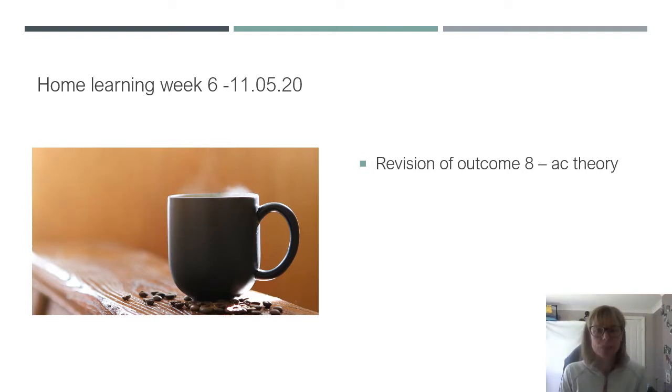So this week, as you can see, we are going to cover the outcome 8 AC theory. We're going to start revising it this week. It's a really big outcome. There's a lot to it, as you all remember, all those lovely equations that you have to remember. And it's so big that I've split it across 3 lessons. So for the next 3 weeks, this is what we're going to be covering and revising.